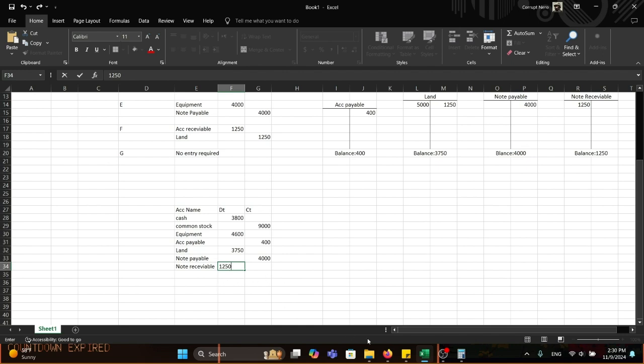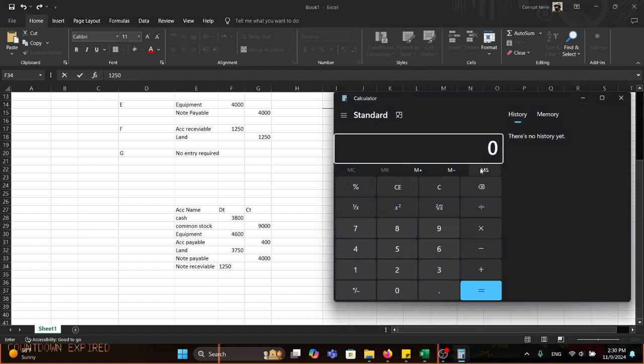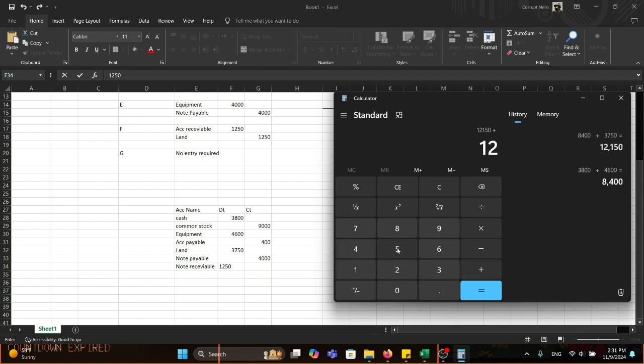So now what we're going to do is get the calculator out and write first the debit and calculate it. So 3,800 plus 4,600 plus 3,750 plus 1,250, we're going to get 13,400.